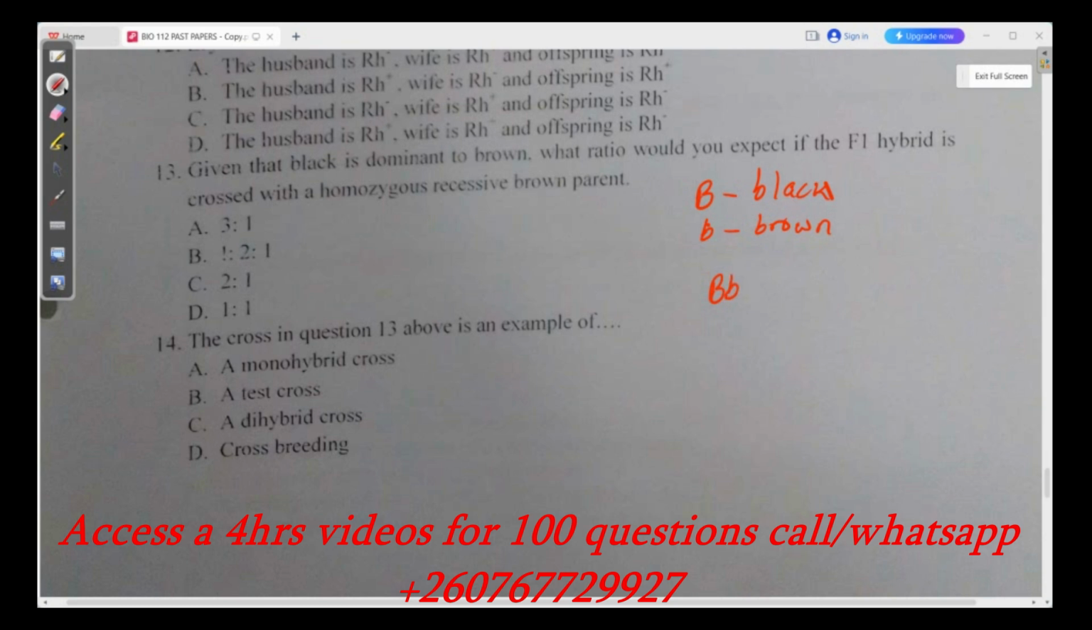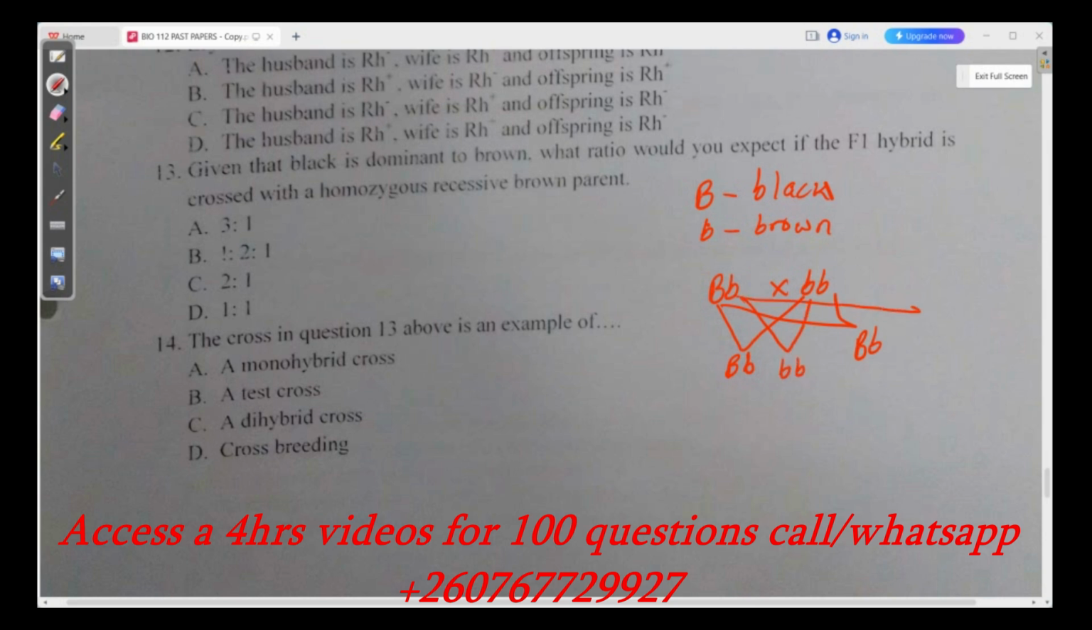So in this case, all the F1 are going to be heterozygous dominant, heterozygous black. So we are saying now we cross this with a homozygous recessive brown, like this. So what ratio? What would you expect? So here now we're going to have this and that. I'm doing shortcuts here. Then this and that, we have this. Then this and that, we have that.